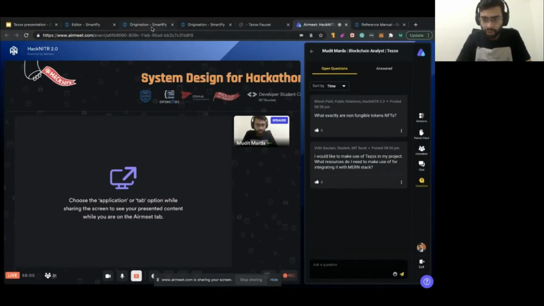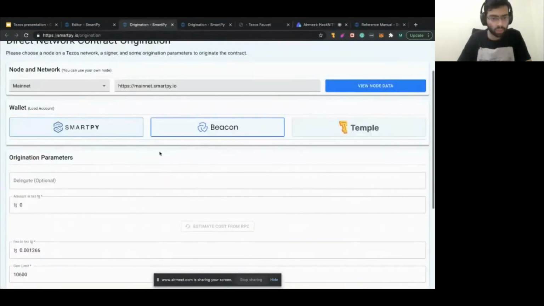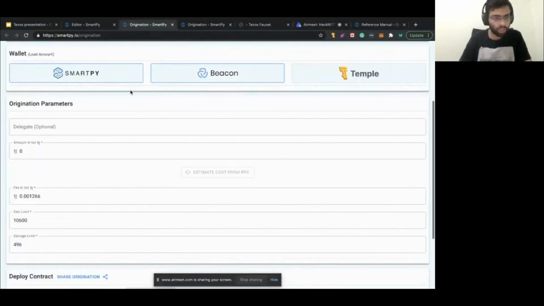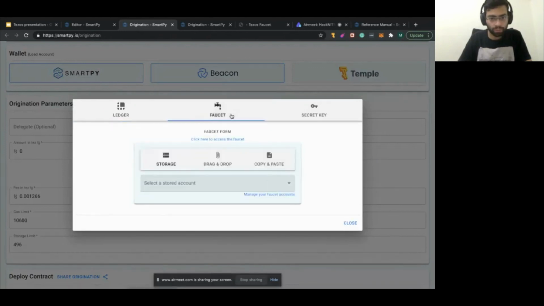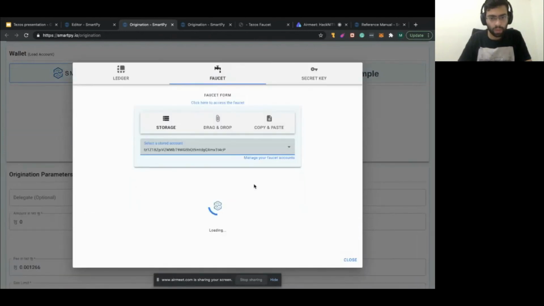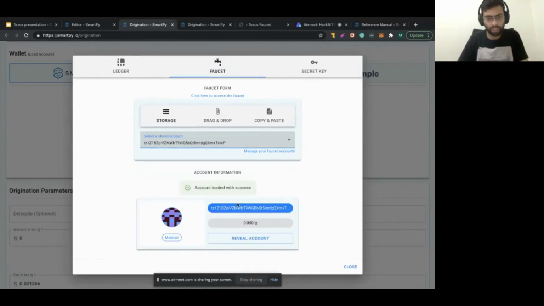I think Vidit has a question about MERN stack. So the tools that Vidit, you would use are basically, as I mentioned, Conceal.js, Taquito. You would use Beacon SDK, which you can see here as well.